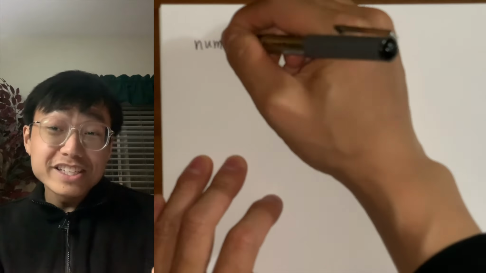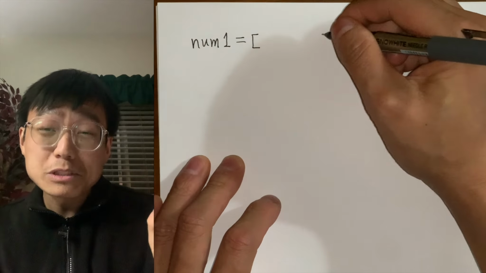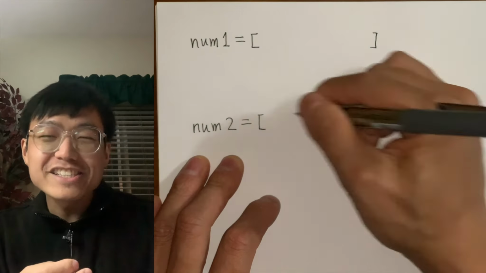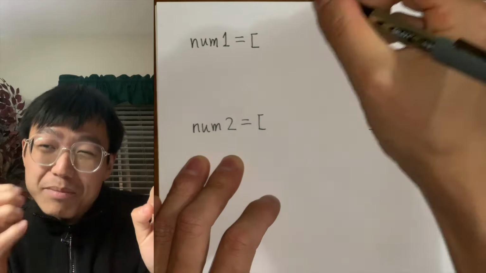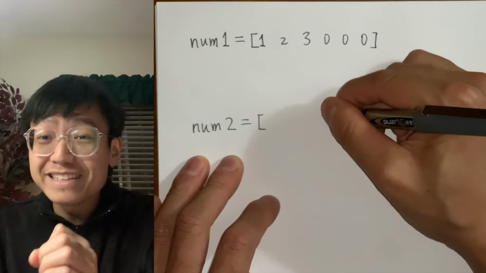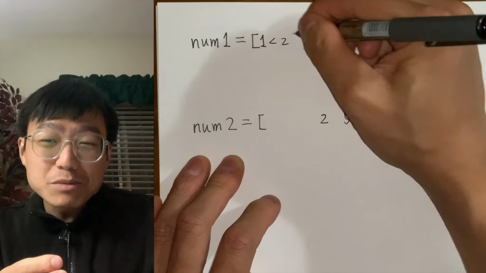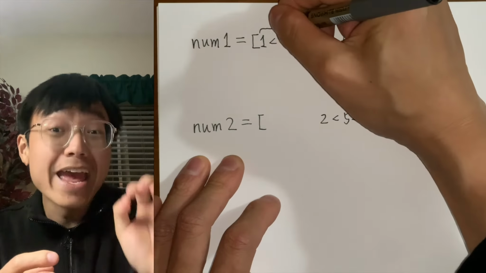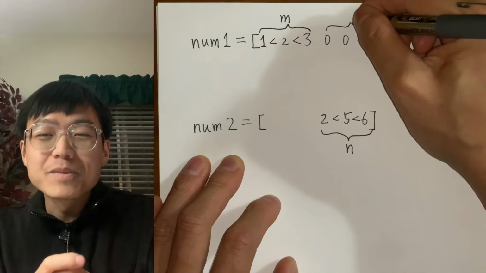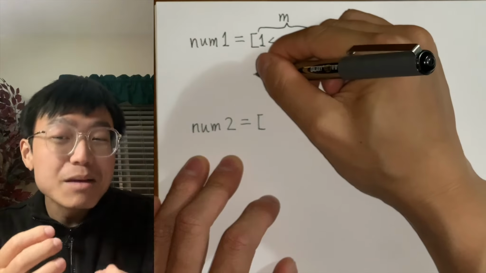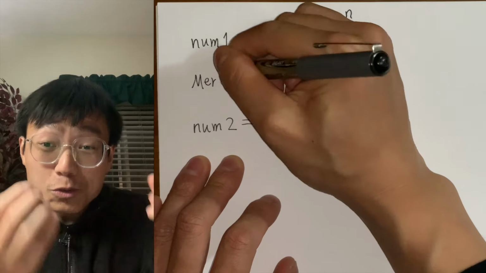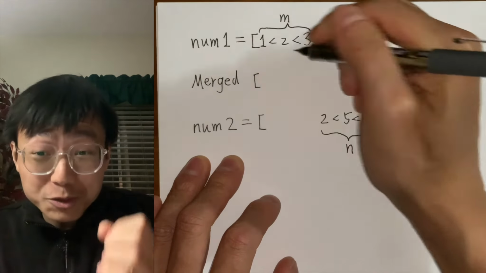We are given two integer arrays, nums1 and nums2, sorted in non-decreasing order. Integer m represents the number of elements in nums1, and integer n represents the number of elements in nums2. Here m and n are both equal to 3. Then we have to merge nums1 and nums2 into a single array and sort it in non-decreasing order too.